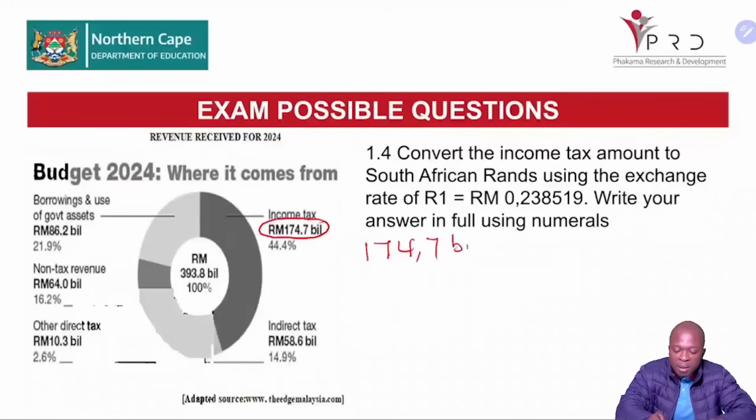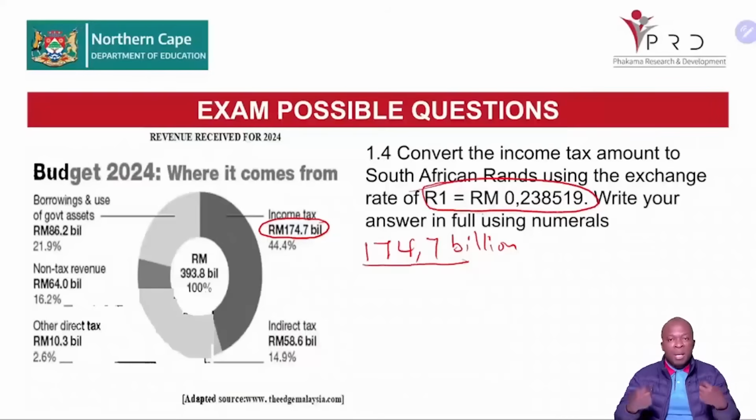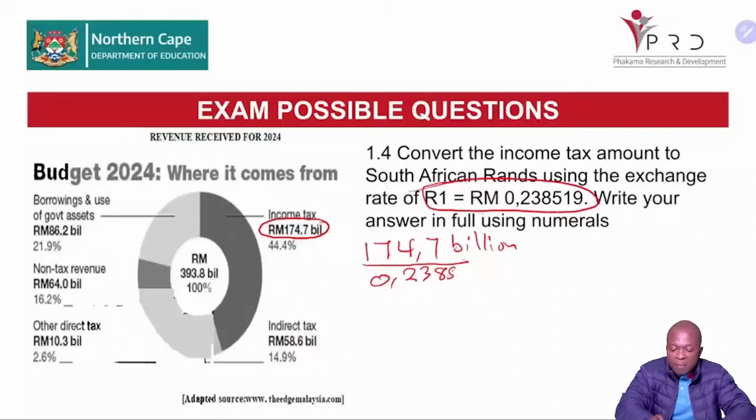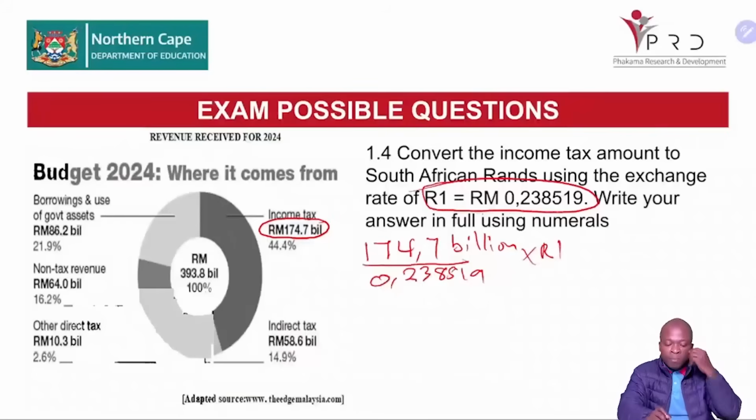174.7 billion. We are going to convert it because it's from RM. So we are going to use our conversion factor. We are going to divide by the same currency. So it's going to be 0.238519. Then we are going to times here by 1 rand. Then we're going to press. So let's take our calculator and press.